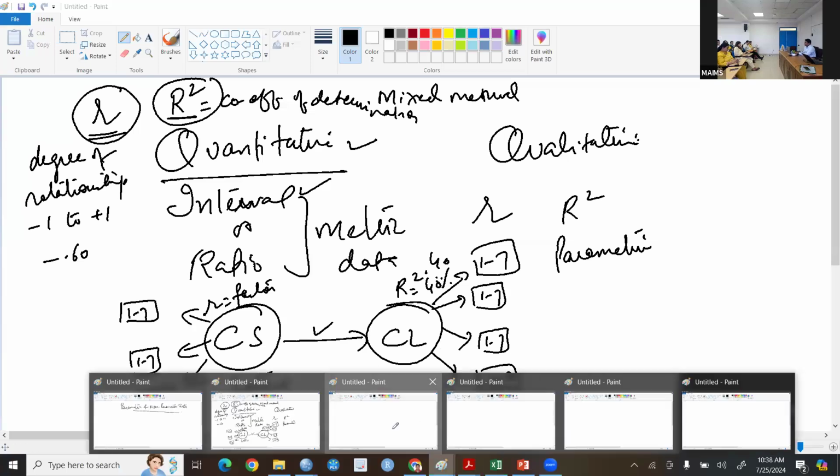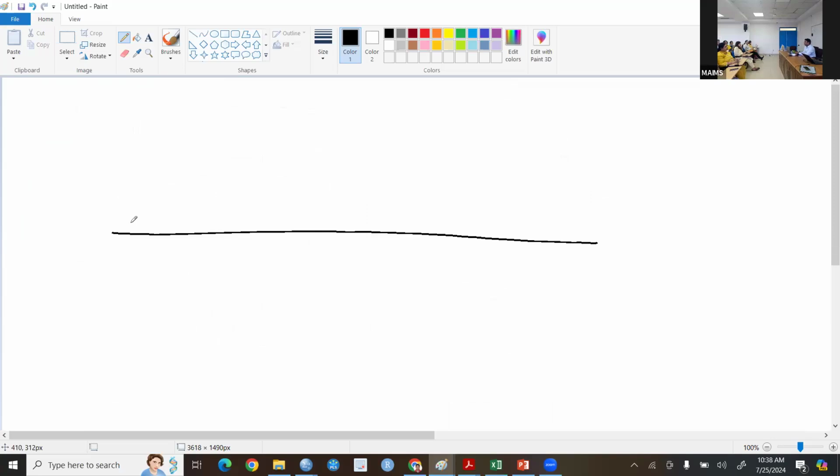Okay. Have you seen this kind of bell-shaped curve? What is this bell? Normal distribution. What is normal distribution? The online audience can write in the chat room. I will definitely read it. Okay. So what is this bell curve?